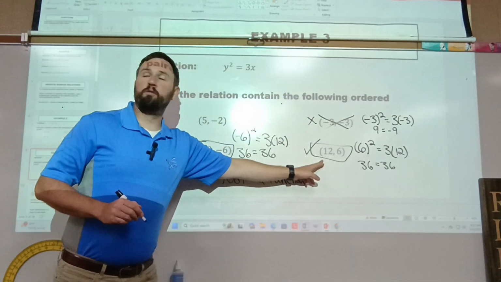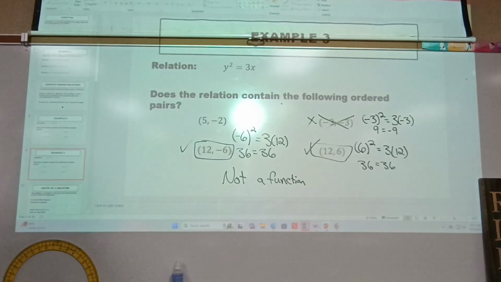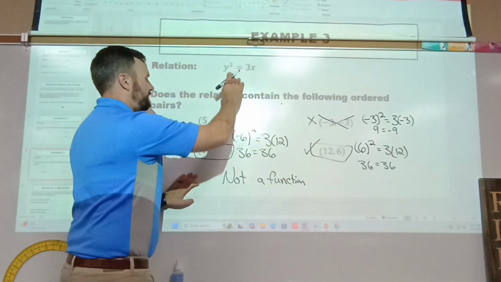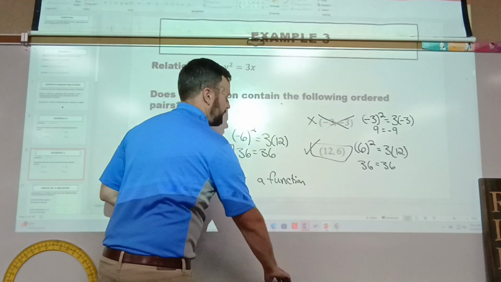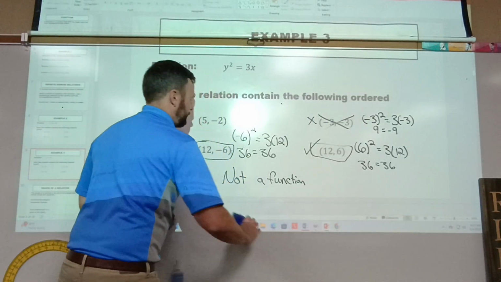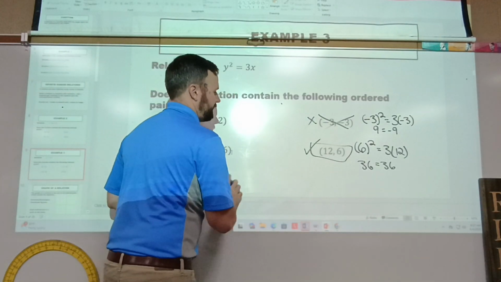So if these weren't equal, it could still be a function. We don't have any proof yet that's not. That's a good question. Yeah, so that is not on here. These are both on it. We'll get to it when we graph it. We'll use decimals to graph it.